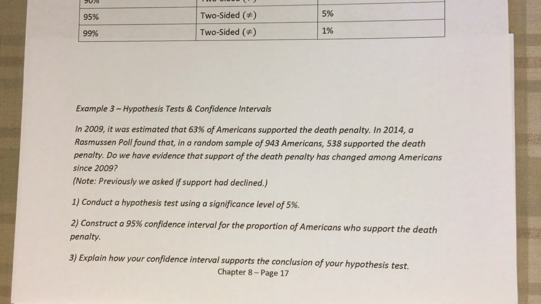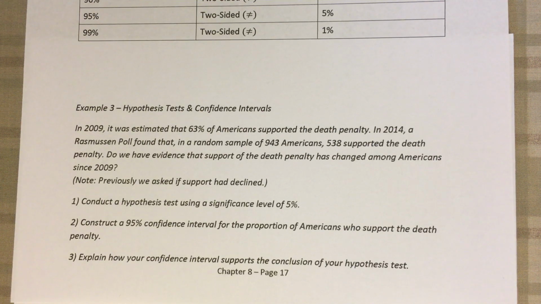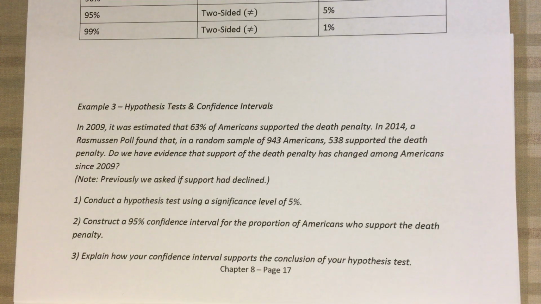In this problem, in 2009, it was estimated that 63% of Americans supported the death penalty. In 2014, a Rasmussen poll found that in a random sample of 943 Americans, 538 supported the death penalty. Do we have evidence that support of the death penalty has changed amongst Americans since 2009? Previously, we worked through this problem where we asked if support had declined. In this case, we're going to do a slightly different problem. We are going to conduct a hypothesis test using a significance level of 5%. Then we're going to construct a 95% confidence interval. And then we're going to explain how the two conclusions support one another.